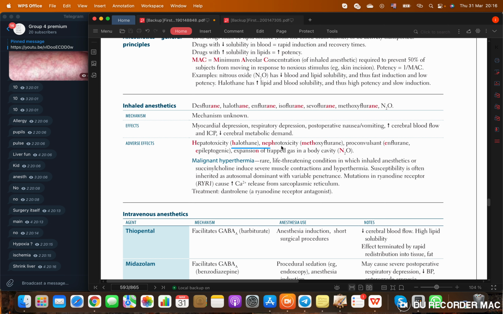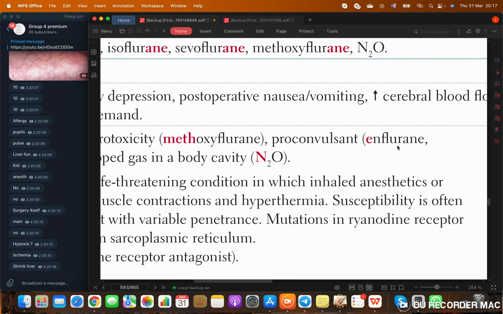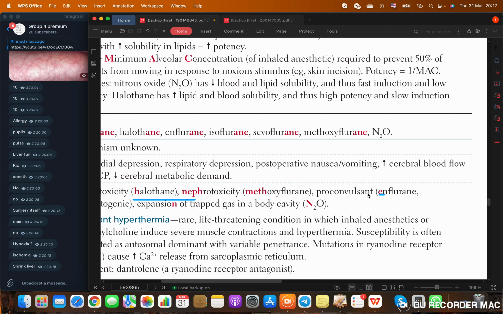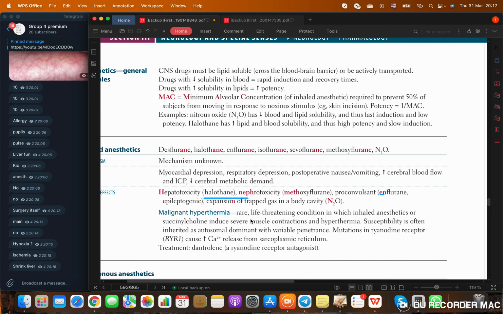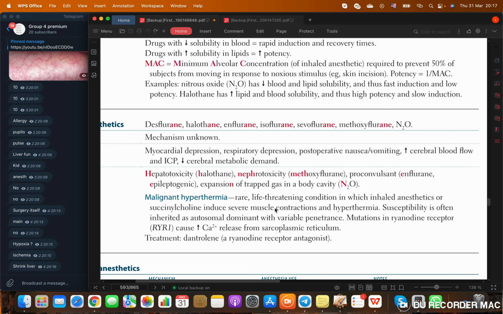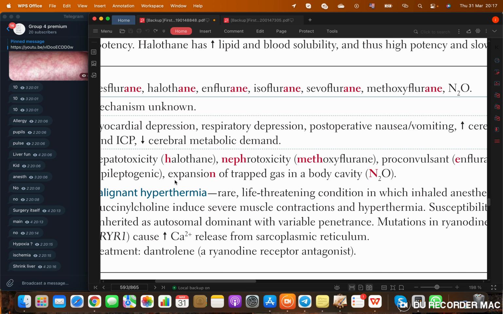Nephrotoxicity can be seen with methoxyflurane, and enflurane is a proconvulsant, or they say epileptogenic. Yeah, epileptogenic, exactly. Expansion of trapped air in a body cavity, like in the case of nitrous oxide. This can be bad. Why? Because if you give the nitrous oxide and it expands the trapped gas in a body cavity, for example, a bleb in the lung, what will happen?